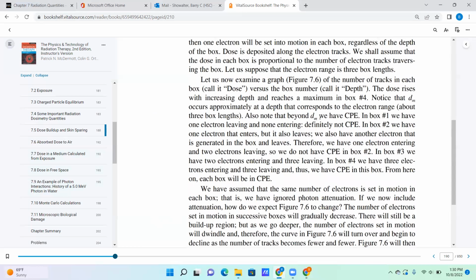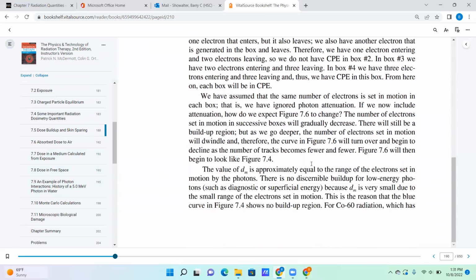Now, also note that beyond DM, we have charged particle equilibrium. In other words, you've got one entering and one leaving. You don't have that in box 1 or box 2. Well, you do have some of that in box 2 here. You've got one electron that enters, but it also leaves. But you do have one electron entering with two leaving, so you don't really have it here. It's only usually around in box 4 where you've got the same number leaving as you do entering.